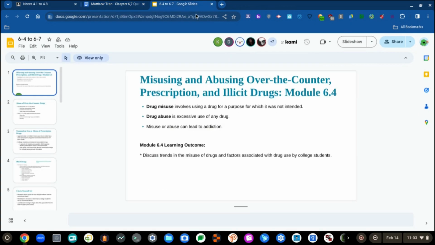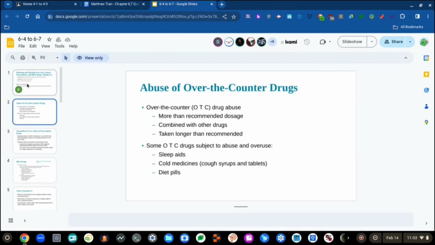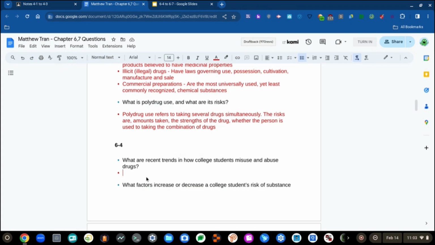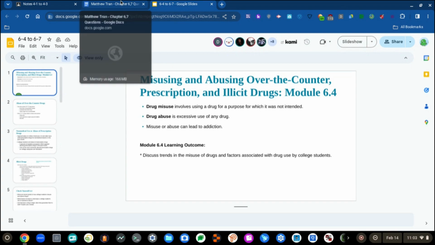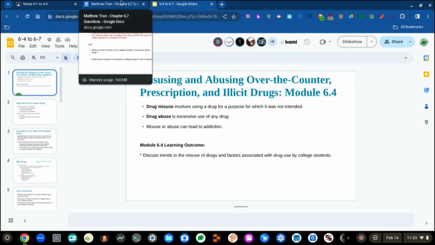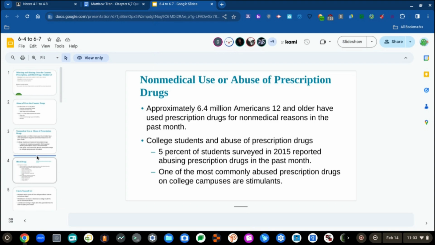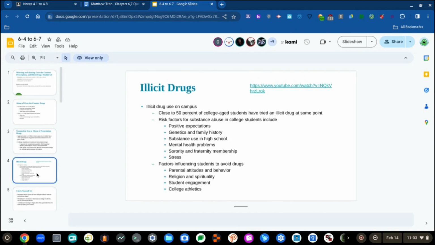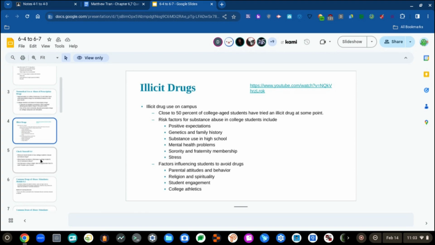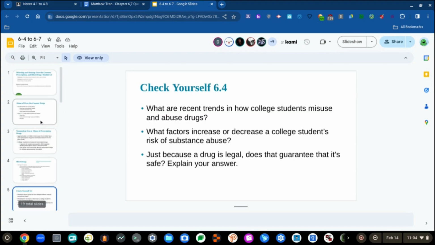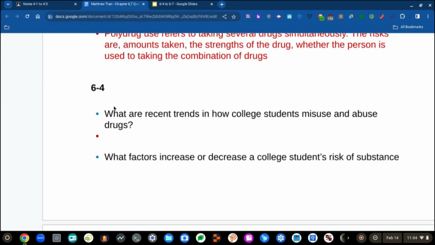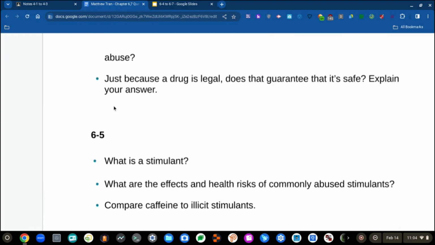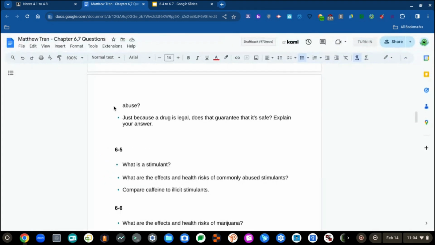So when we talk about drugs, there are 2 terms you need to know: drug misuse and abuse. And this goes for over-the-counter and prescription drugs. Misuse is using a drug for a purpose which was not intended. For example, you're using cough medicine to get high instead of using it for a cough, right? Or you're using ADHD medication like Adderall or Ritalin to stay up and stimulate instead of using it for ADHD. So once again, that's what misuse is. You're using it for the wrong reason. And you can do that for over-the-counter as well as prescription drugs.